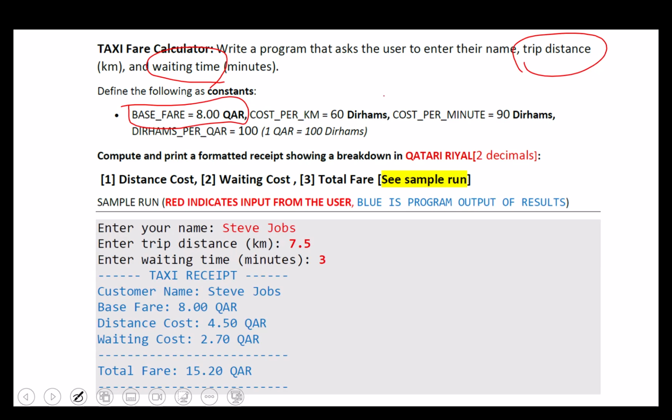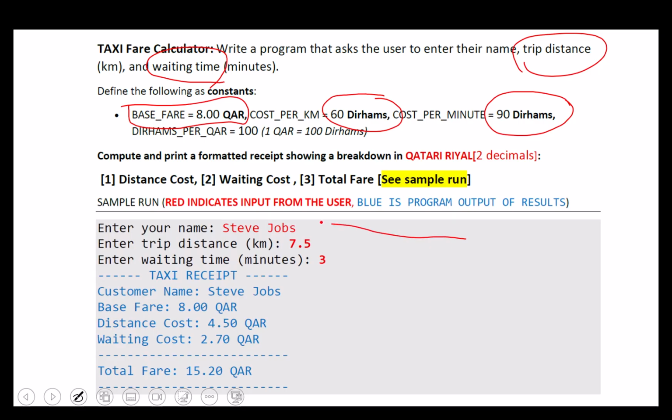Then for every kilometer you have 60 dirhams. And for every minute he waits is going to be 90 dirhams. So that's it. We need to calculate what? The total payment or total charge of the taxi.